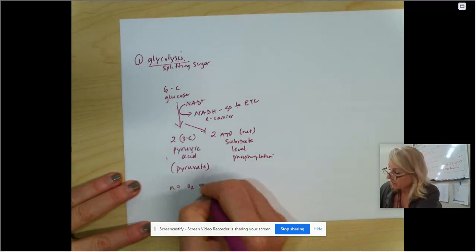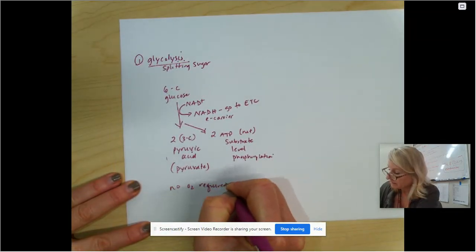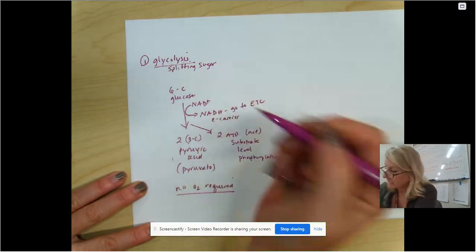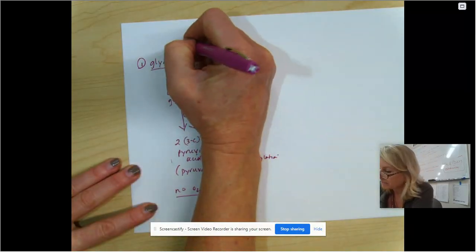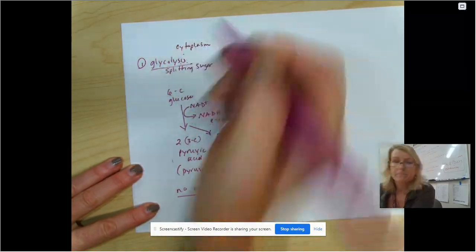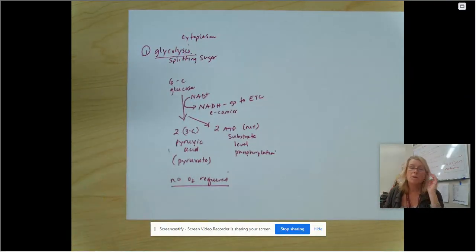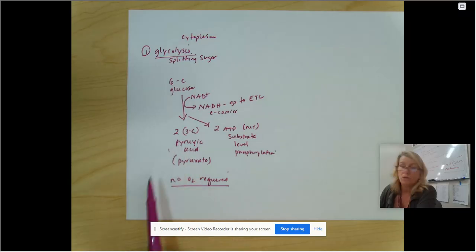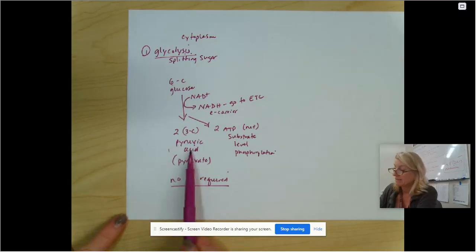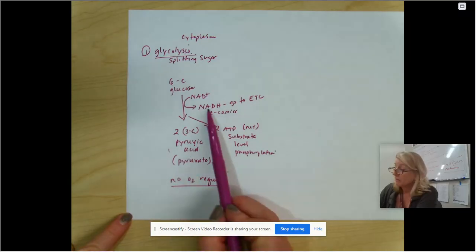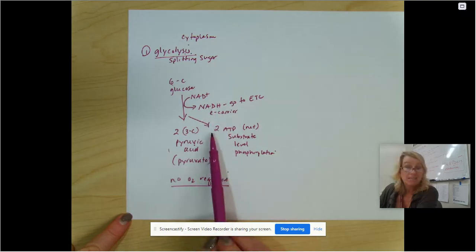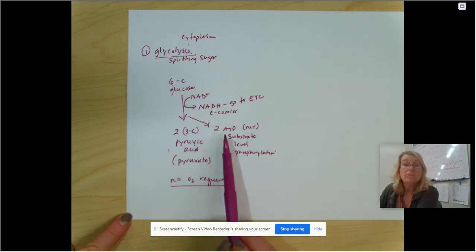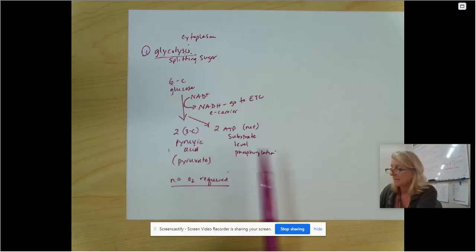No oxygen required. And it occurs in the cytoplasm. Okay, so it occurs in the cytoplasm, no oxygen's required. We're going from a 6-carbon molecule to 2 3-carbon molecules of pyruvic acid. In the meantime, we create an electron carrier that's going to carry electrons to the ETC, and we create a teeny tiny bit of ATP.